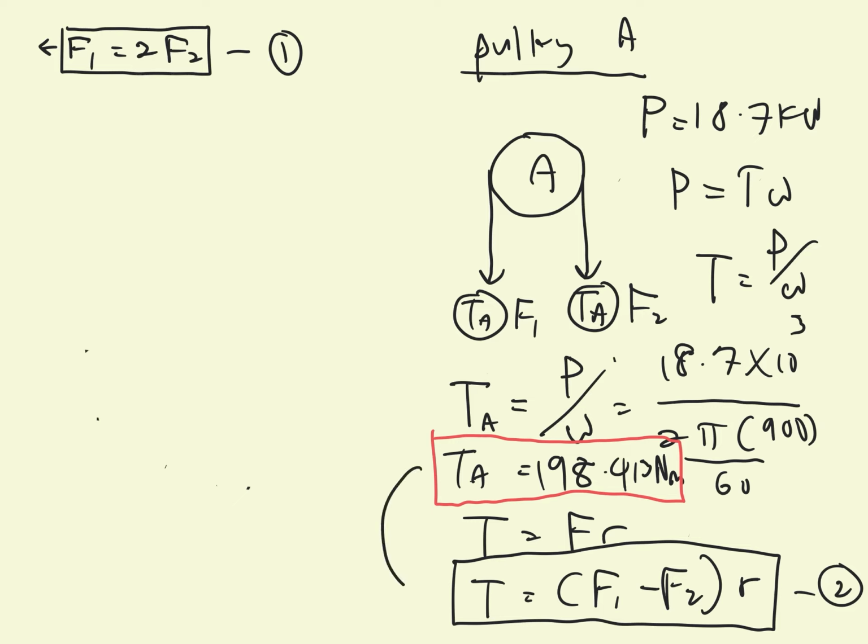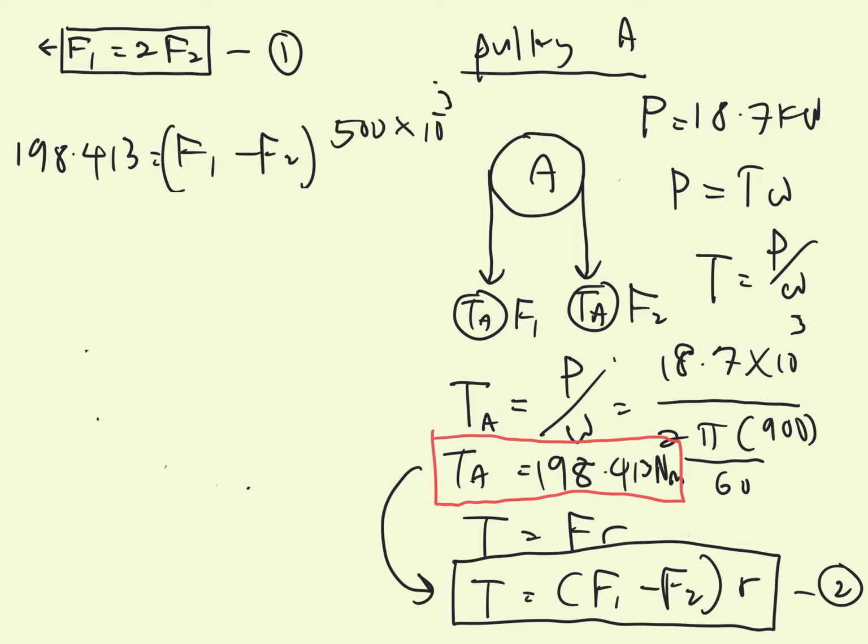So we put the value here. 198.413 is equal to F1 minus F2 times the radius of pulley A. We know the diameter of pulley A is 500 millimeter. Convert to meter and then divide by 2 to get its radius.